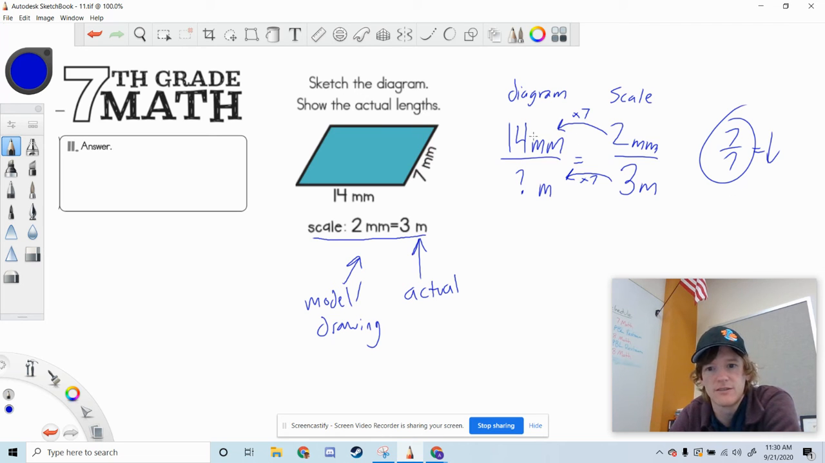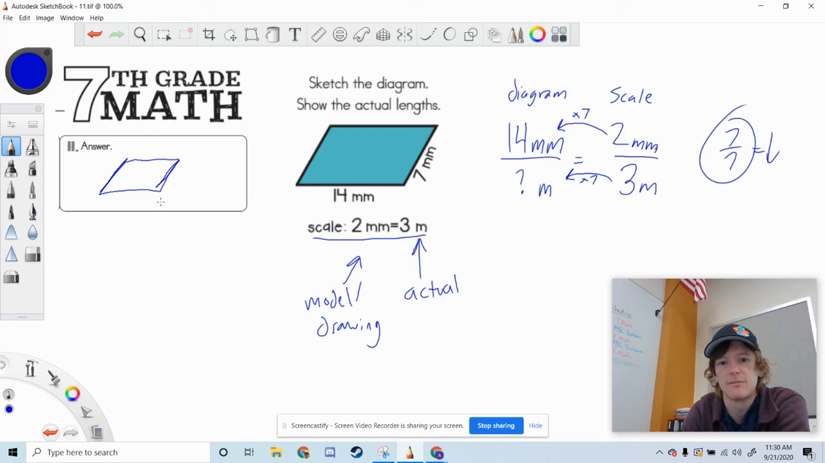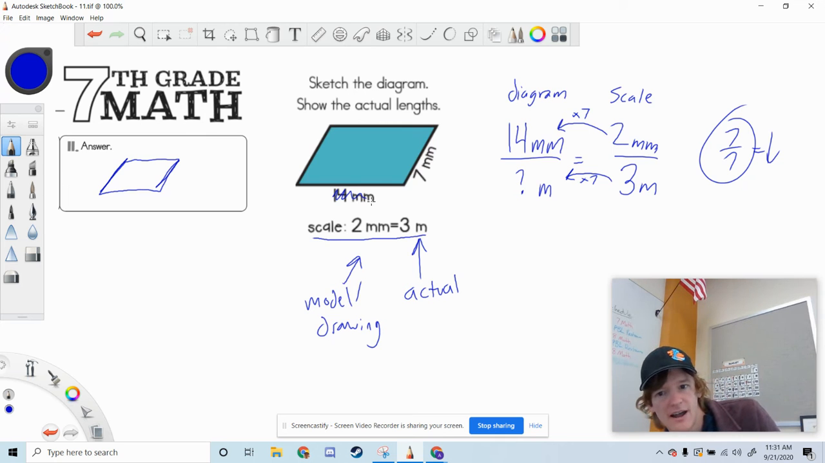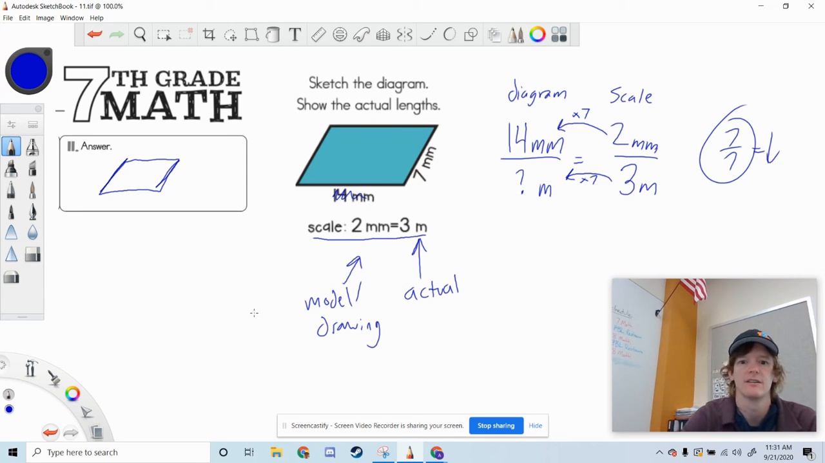So 2 times 7 is 14. So 3 times 7 is how many meters? So we need to draw this shape like there. It doesn't need to be perfect, with the actual measurements. So instead of 14 millimeters, our actual shape is going to be 21, because 3 times 7 is 21. So this will be 21 meters.